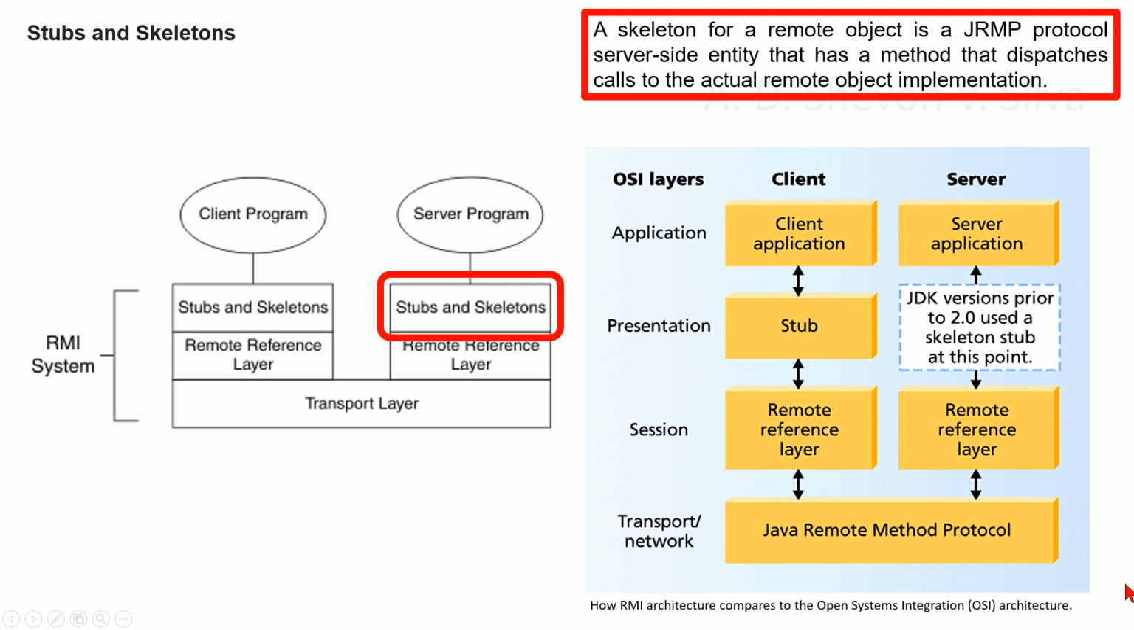Here you can see a client application interacting with the stub, and the stub interacting with the remote reference layer. The remote reference layer interacts with the Java Remote Method Protocol. The Java Remote Method Protocol interacts with the remote reference layer, and JDK versions prior to 1.2 used a skeleton at this point, and the skeleton is connected to the server application and the remote reference layer.